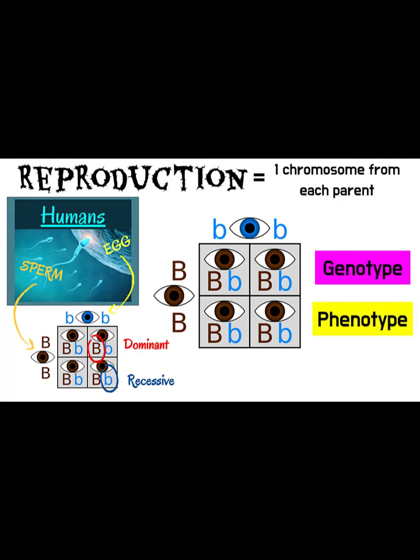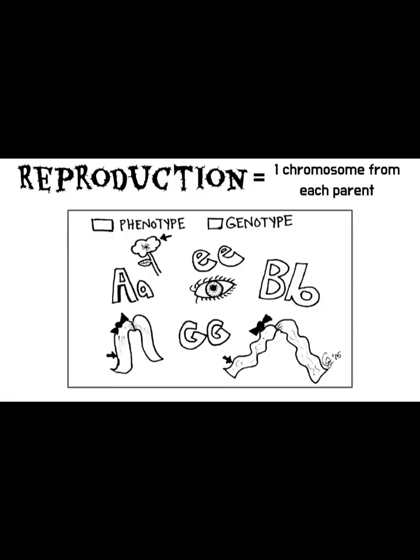When we talk about traits, we can talk about genotypes and phenotypes. The genotype is the allele combination, the letters. The phenotype is the actual trait or the looks. In this case, the genotype is the big B, little b, and the phenotype is having either blue eyes or brown eyes. At this point, page 2 of your notes should be done.